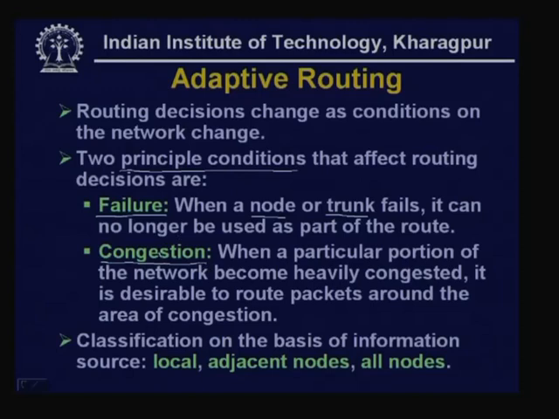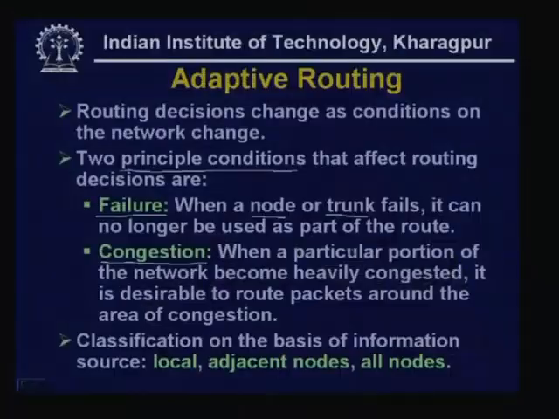We shall discuss congestion in the next lecture in detail, and we shall see that when a particular portion of the network becomes heavily congested, it is desirable to route packets around the area of congestion. Normal traffic is used for controlling the vehicles. We have seen whenever there is a traffic jam in a particular area, usually the cars or other vehicles are diverted through some other route.